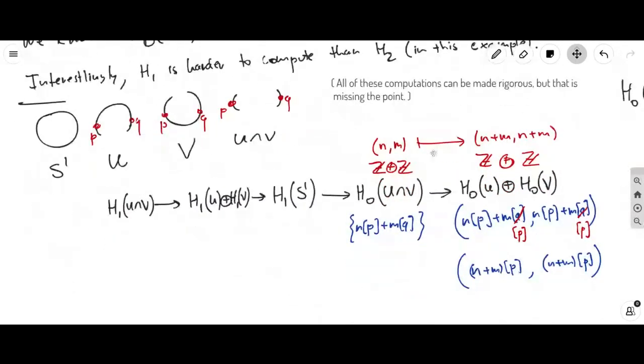So now let's return to our example. U intersect V is a contractible space, right? These contract down to a point. So this is the homology of a two-point space, and so its first homology is 0. So this one is just going to be 0. And for this one, H1 of U, well, U is contractible and V is contractible, so these homologies are 0 again.